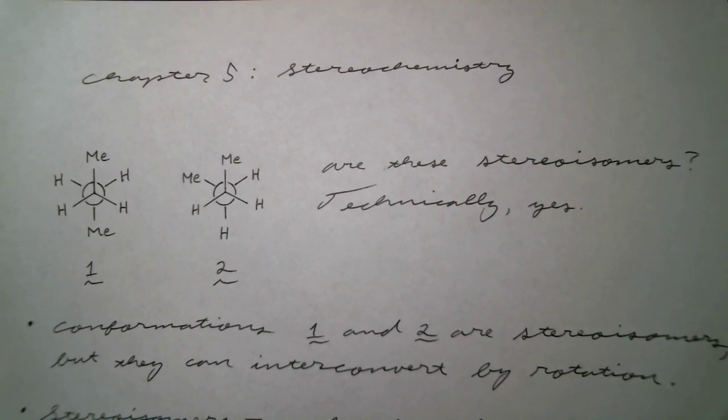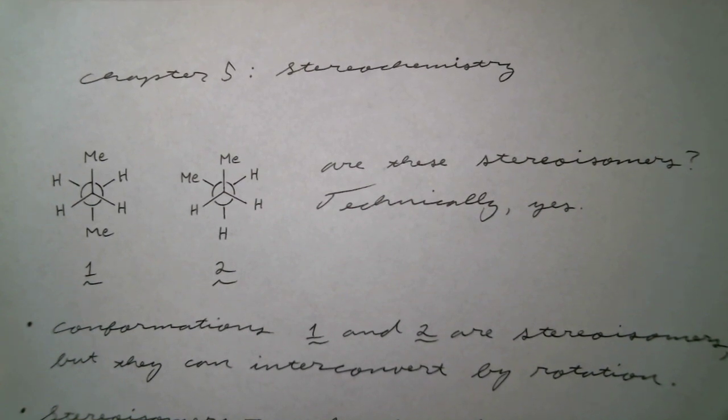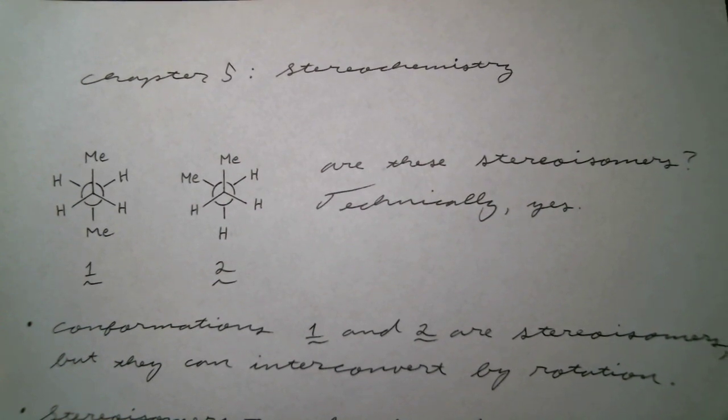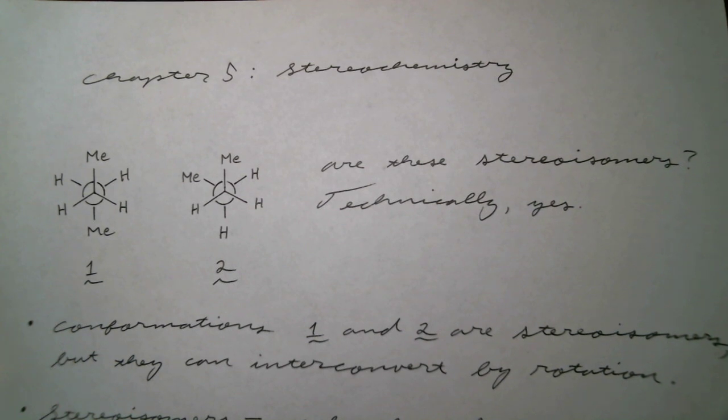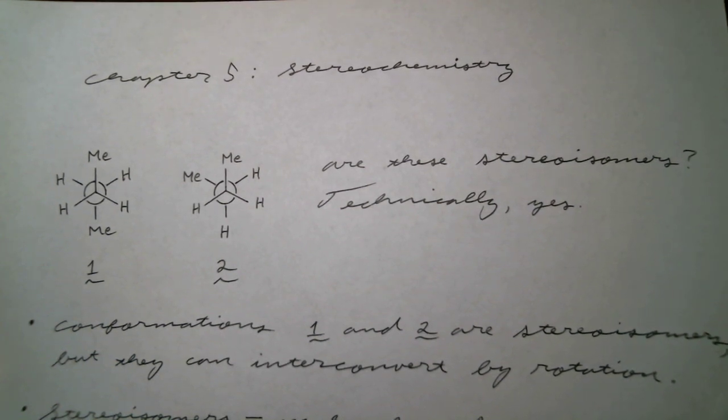So let's start with something we've seen before. These are the 2 staggered conformations of butane. Conformation 1 is in the anti form, and conformation 2 is in the gauche form. And we could ask the question, are these stereoisomers? Well, technically, due to the definition of what stereoisomers are, we can say yes.